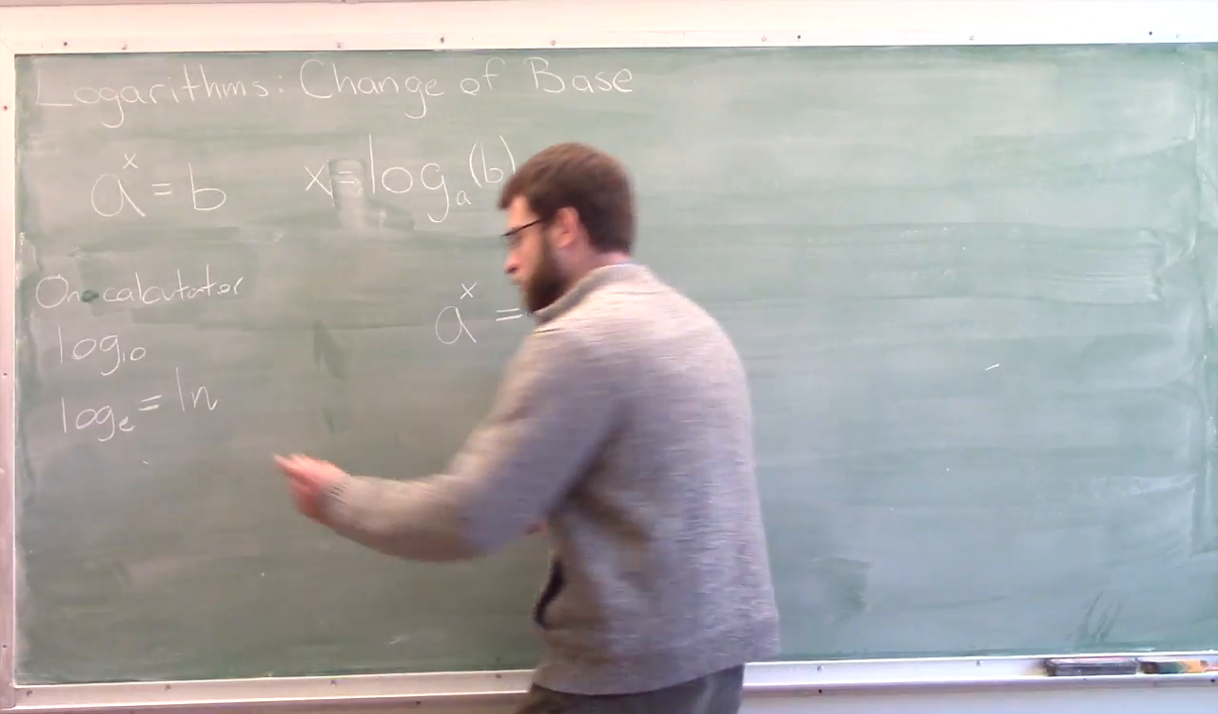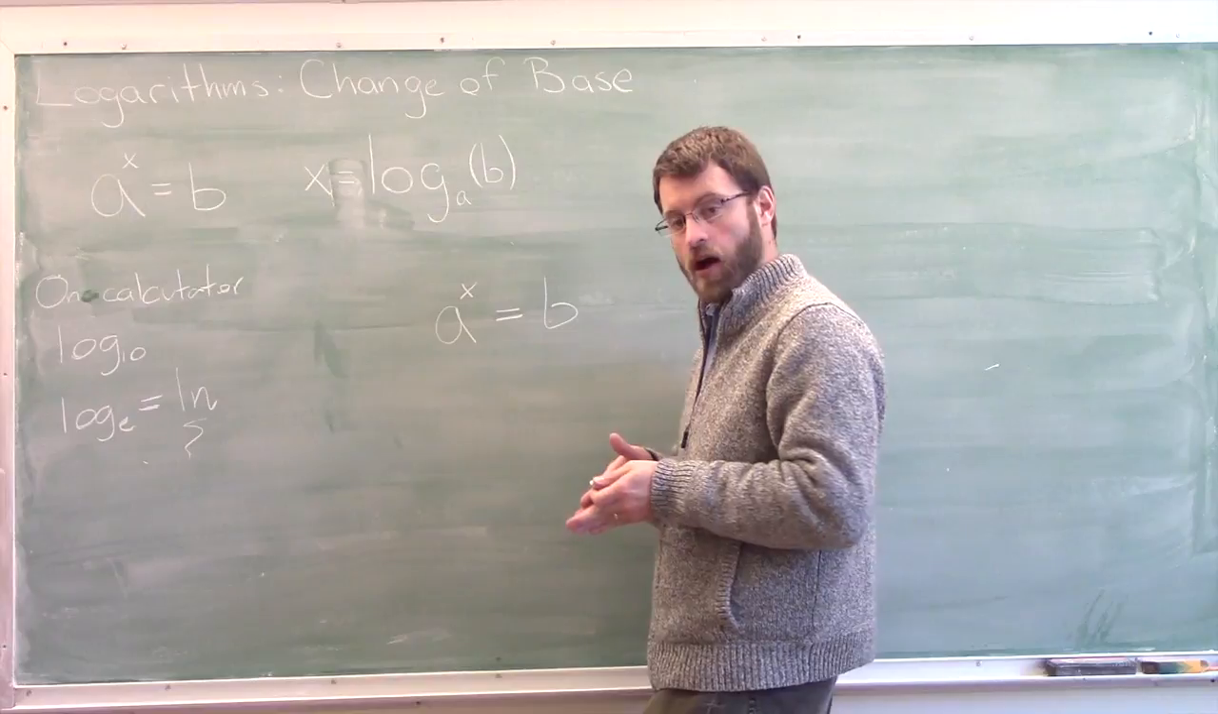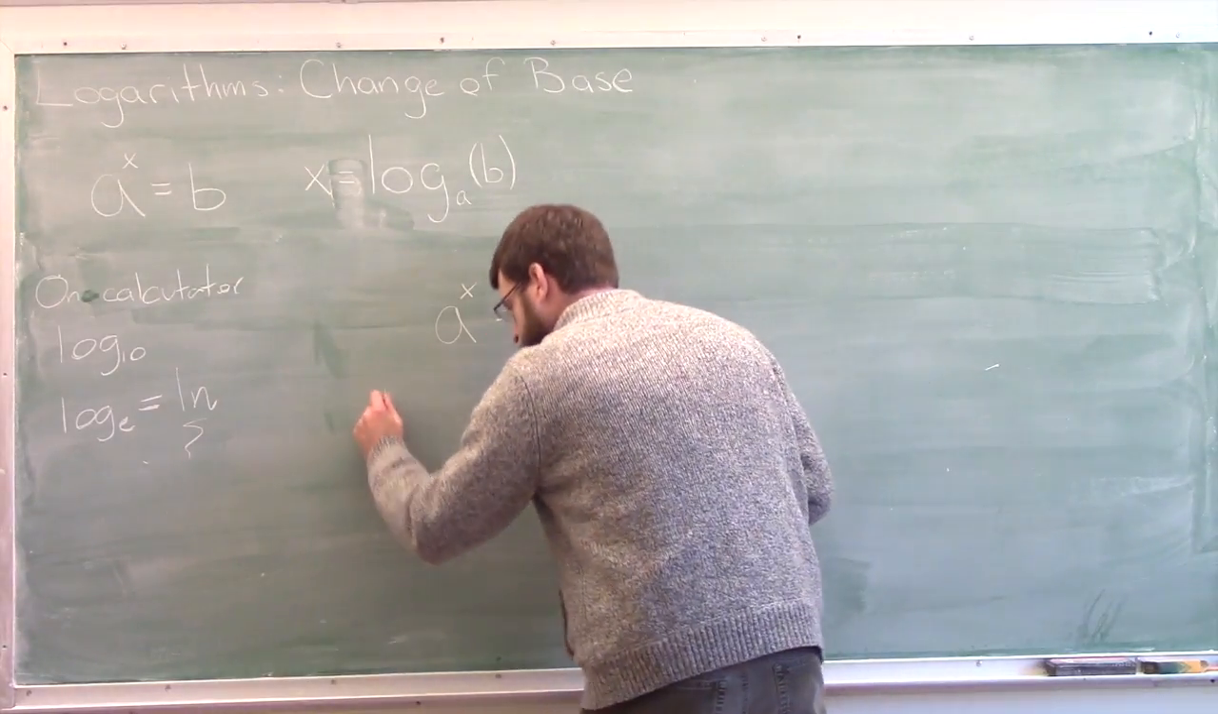So I'm going to use the natural logarithm, so I'll use ln, which is log base e. I'm going to apply that operation to both sides of this equation.